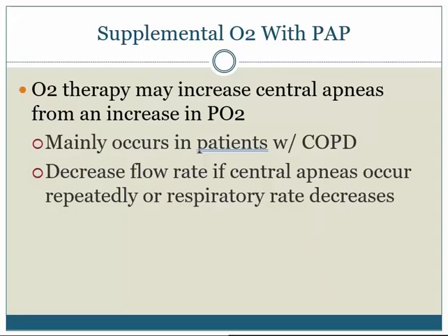The other thing you need to watch out for is the increase in central apneas, meaning supplemental oxygen can knock a patient's drive to breathe out. You'll see it mainly in patients that have COPD, chronic obstructive pulmonary disease, emphysema. And if you start to notice an increase in central apneas after adding in supplemental oxygen, you need to back off on your oxygen rate so that you're not knocking out their drive to breathe. That's a really good indicator they have a hypoxic drive to breathe.